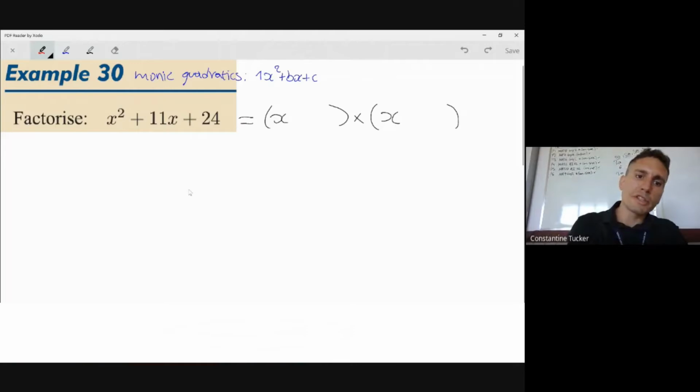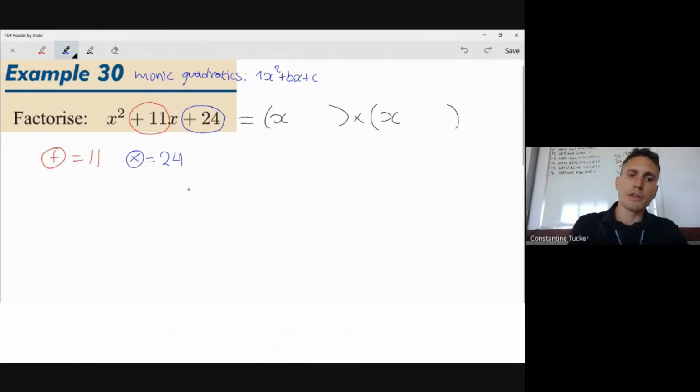We always say I'm looking for two numbers which add to give me the number in front of x, which in this case is 11. And I want those same two numbers to multiply to give me 24, which is the constant, the number on the end. So 24 you would get by doing 1 times 24, or 2 times 12, or 3 times 8, or 4 times 6.